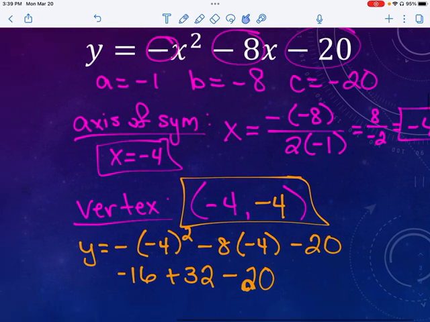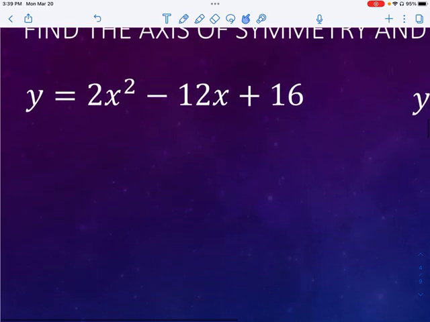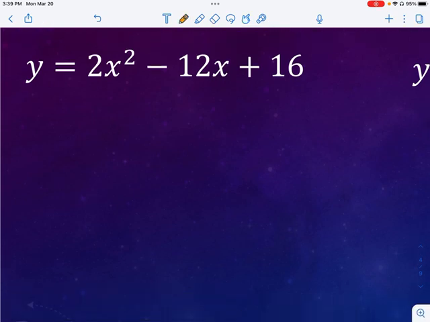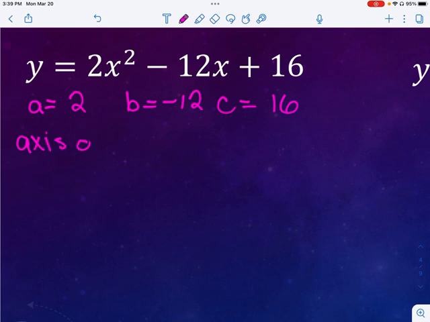Okay? All right, let's try a couple more here. So we're going to start off. Let's label our A, B, and C. So A is 2, B is a negative 12, C is 16. So we start with our axis of symmetry.